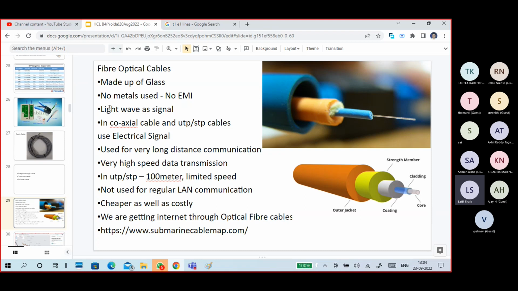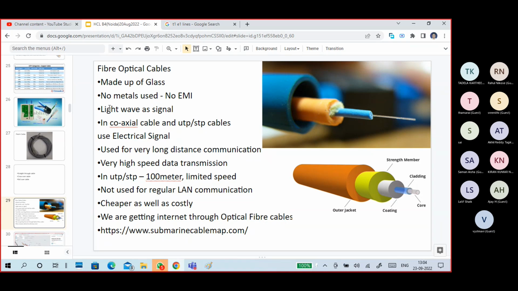So no EMI. We use a light wave, not an electrical wave, to send a signal. Light wave is basically photonic communication. So traveling to longer distances is possible, and high-speed data transmission is possible.